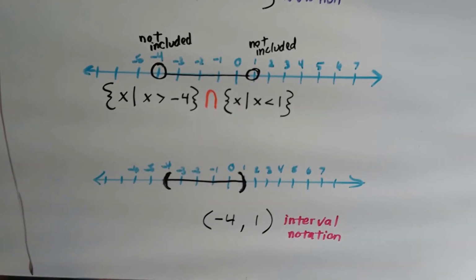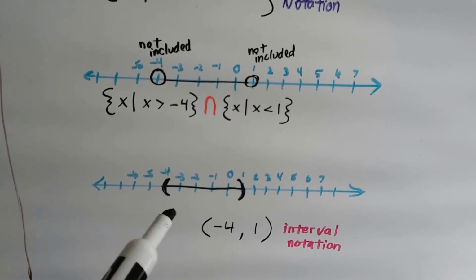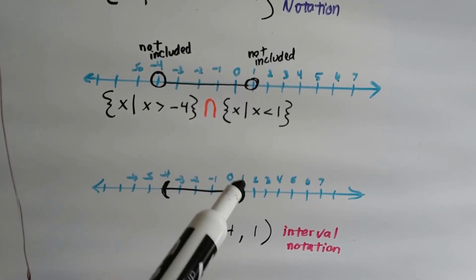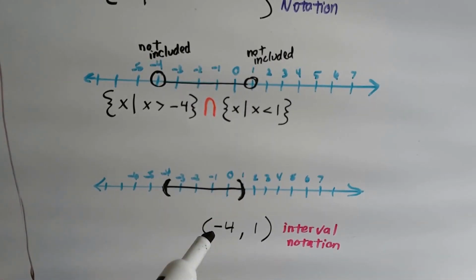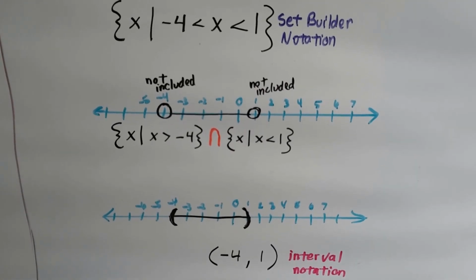We can write it in interval notation with the parentheses. Negative 4 is not included, 1 is not included, and our answer is parentheses on each side with negative 4, comma, and 1. All right?